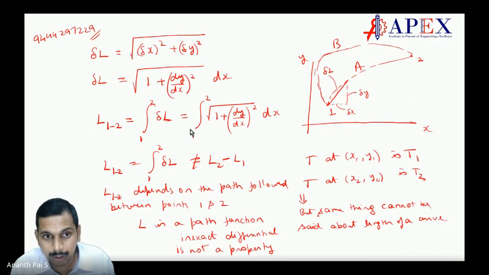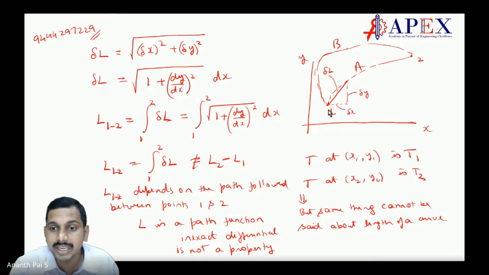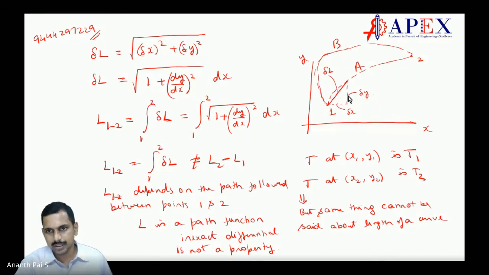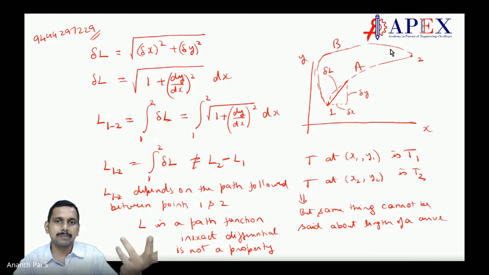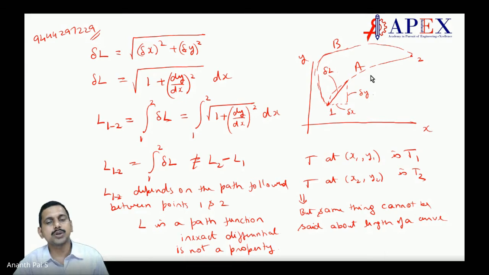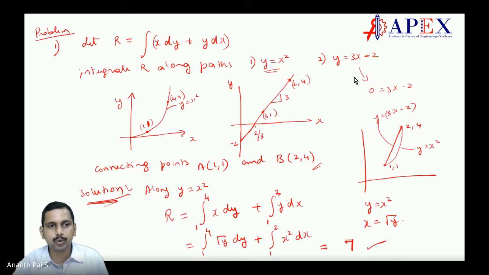And another point is that with an exact differential, whichever path you go, it does not matter. Whether you go by path A or by path B, it does not matter. It is a point function, so it does not matter which path I follow. Correct? That we have proved with examples.